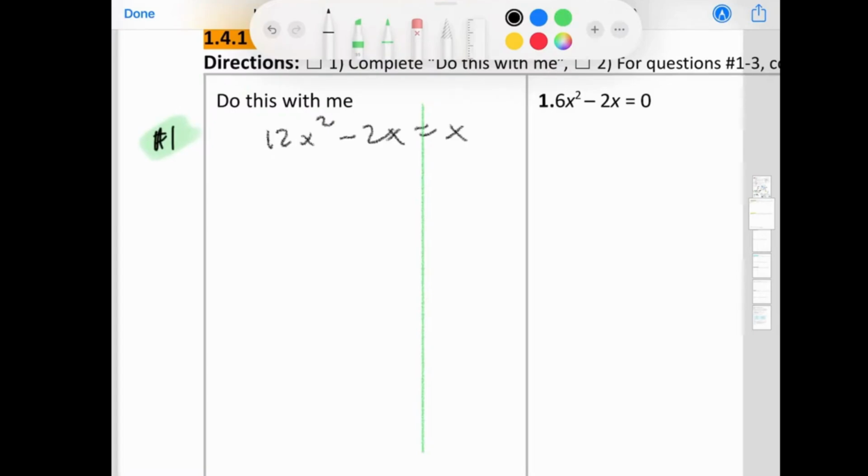The first thing I'm going to do is subtract this x, and it has a 1 in front, right? So these right here are like terms. And you'll get 12x squared minus 3x equals 0. Okay, in this method, now that you have it set equal to 0, the next thing I'm going to do is see if I can find a greatest common factor.